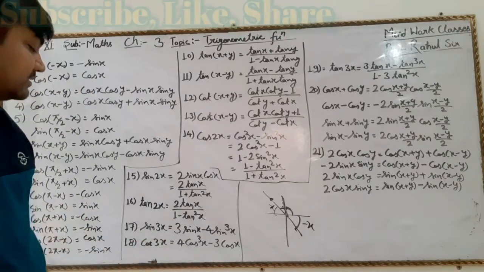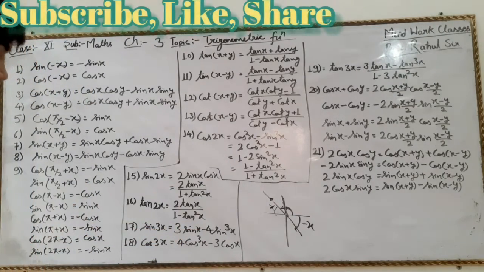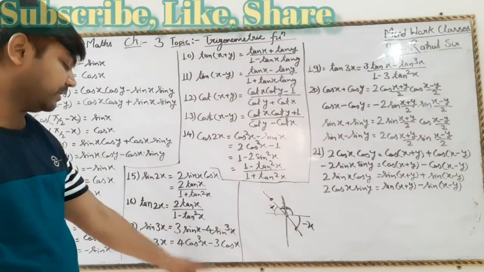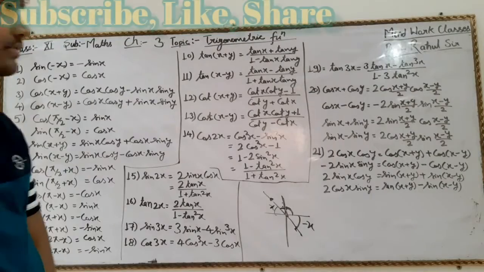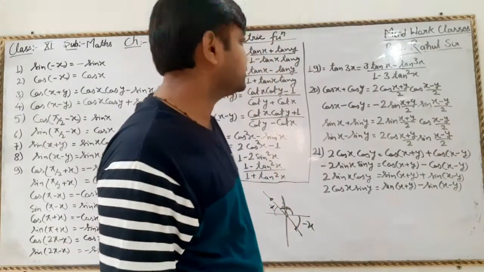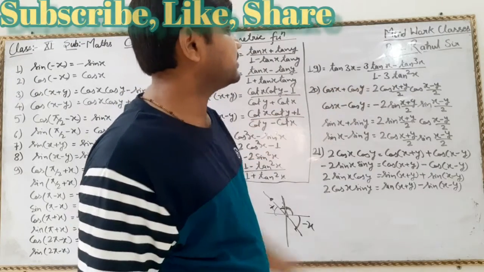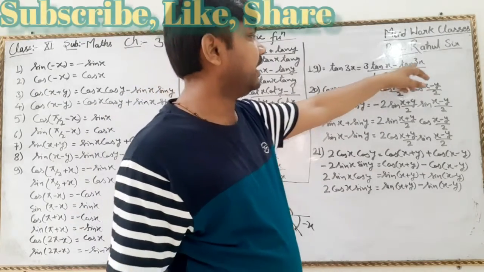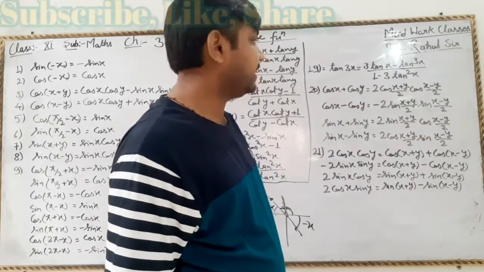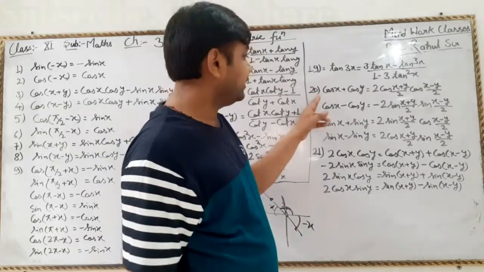For sin 3x, 3 sin x minus 4 sin cube x, and cos 3x equal to 4 cos cube x minus 3 cos x. Now let's come to formula number 19. Tan 3x equal to 3 tan x minus tan cube x upon 1 minus 3 tan square x.